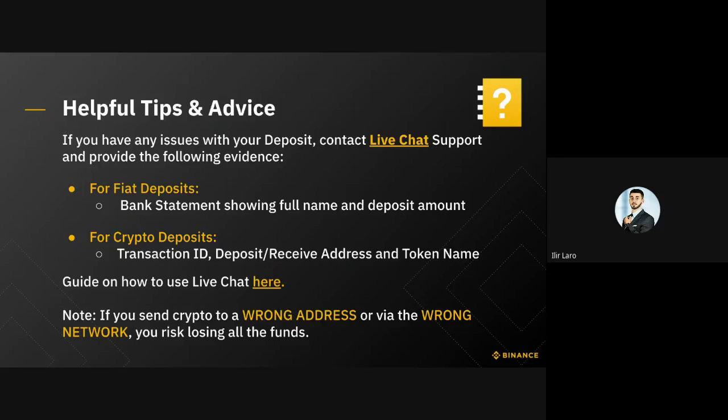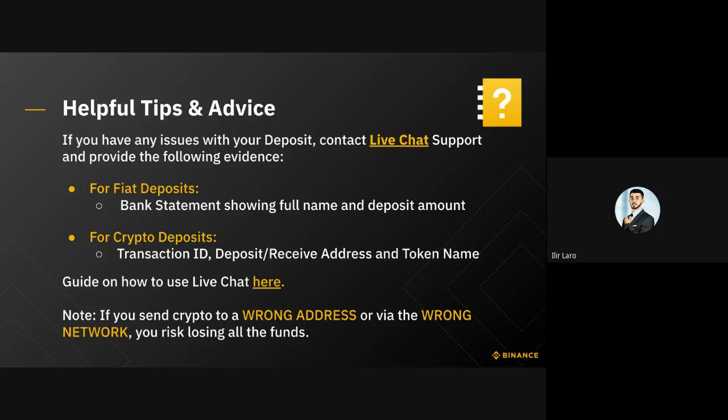It's not uncommon that sometimes your fiat deposits can take longer than a few minutes, a few hours. As I mentioned before, some deposits get flagged for certain risk factors, so it can likely take longer to resolve. So if you proactively reach out to our live support customer support team and provide this information, we'll be able to process these transactions faster.